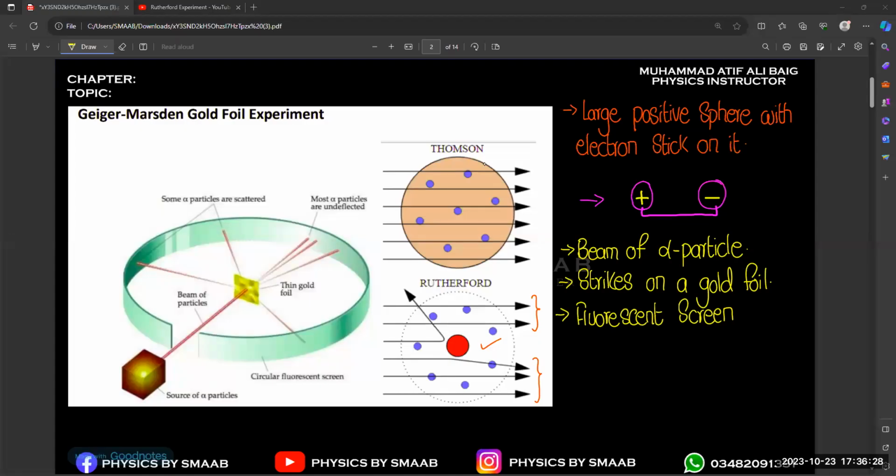So we just discussed the concept of the things that we are using in the Rutherford experiment, and we use just the fluorescence screen to detect the beam of alpha particles.